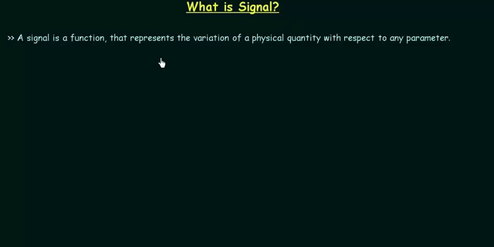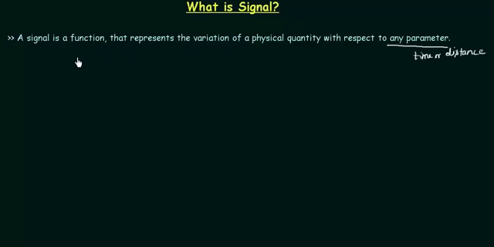A signal is a function that represents the variation of a physical quantity with respect to any parameter. This parameter is the independent quantity, and it is generally time or distance. So the function is definitely dependent upon this independent quantity, and I hope you already know about functions from your mathematics course, but we will also see one example that will make this clearer.